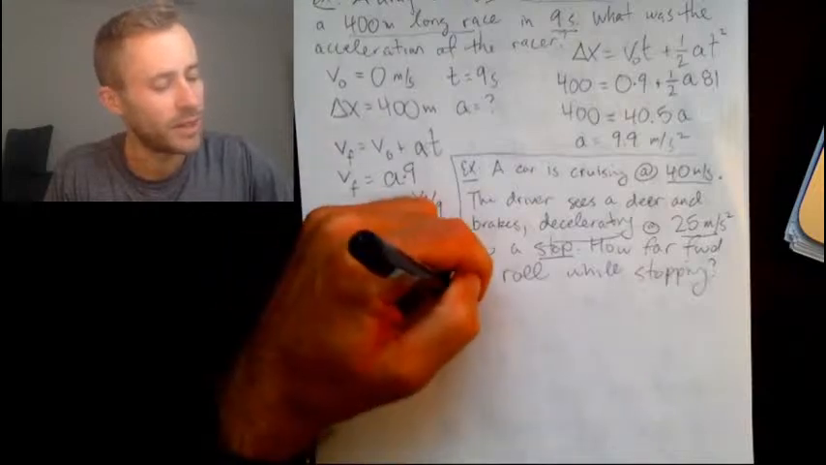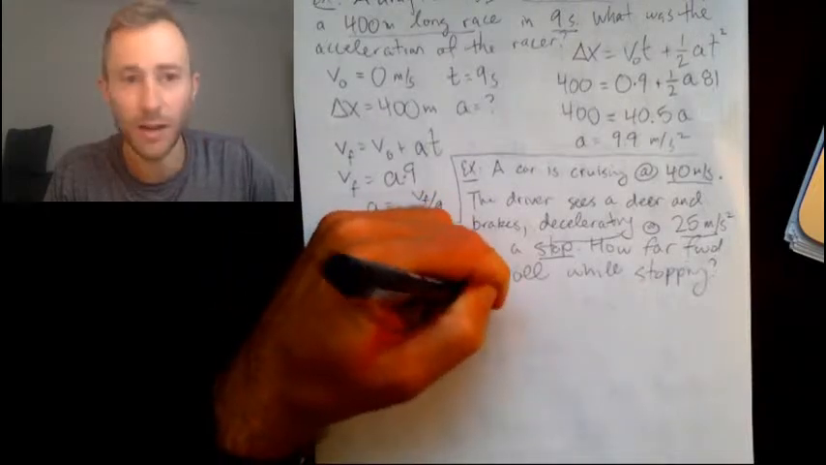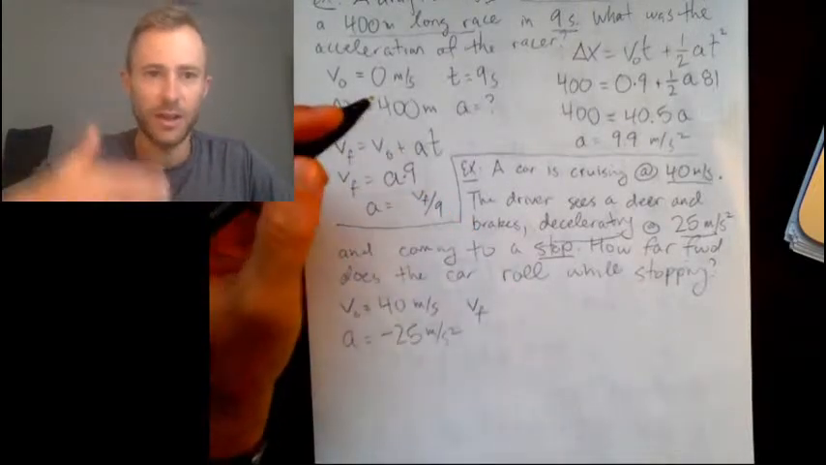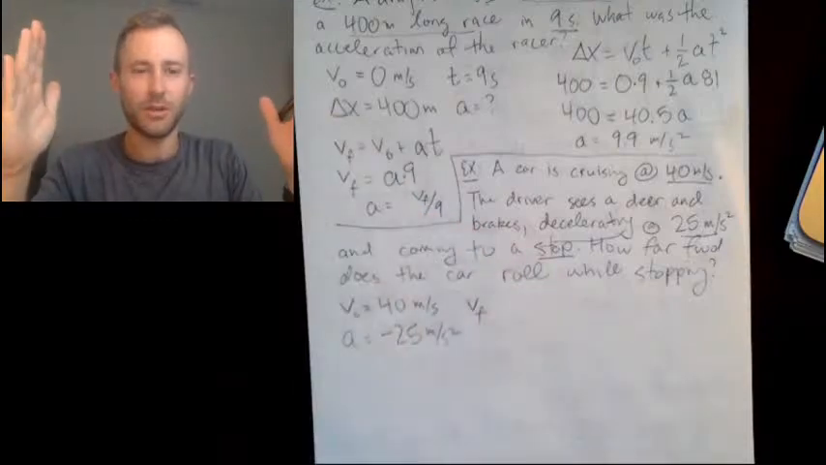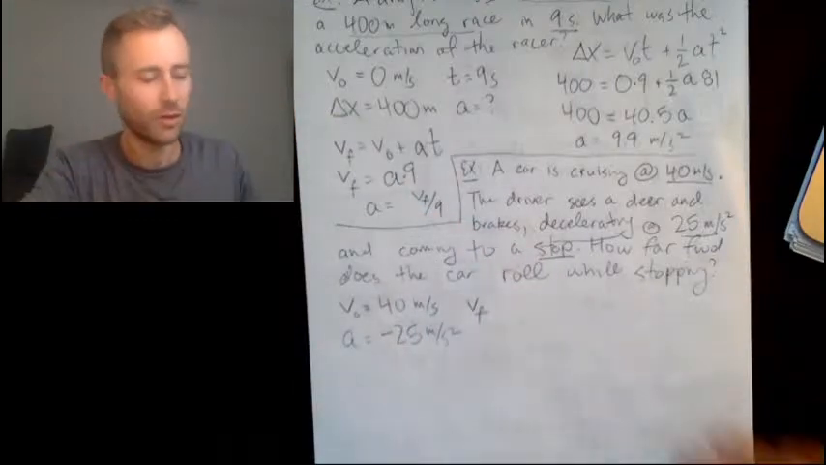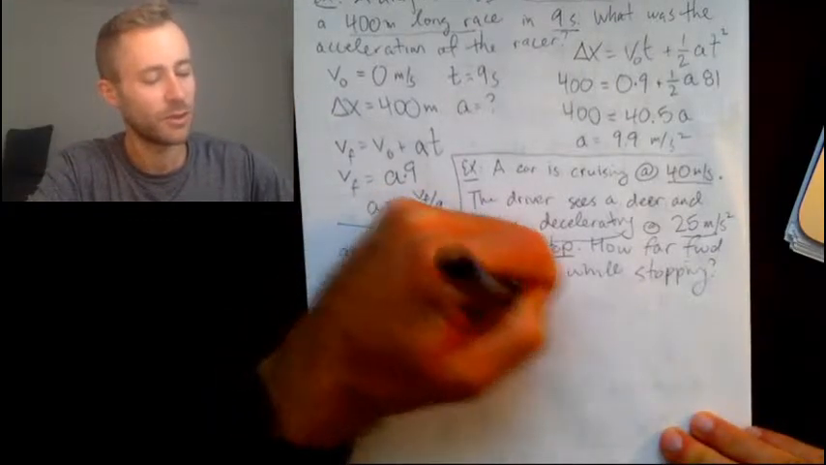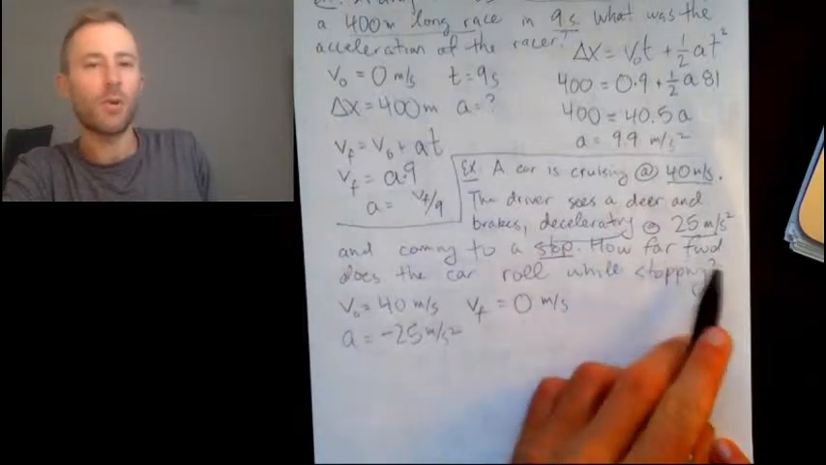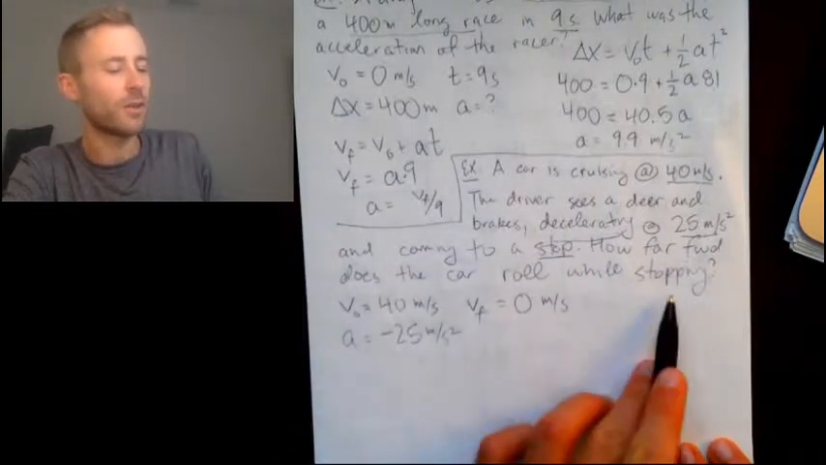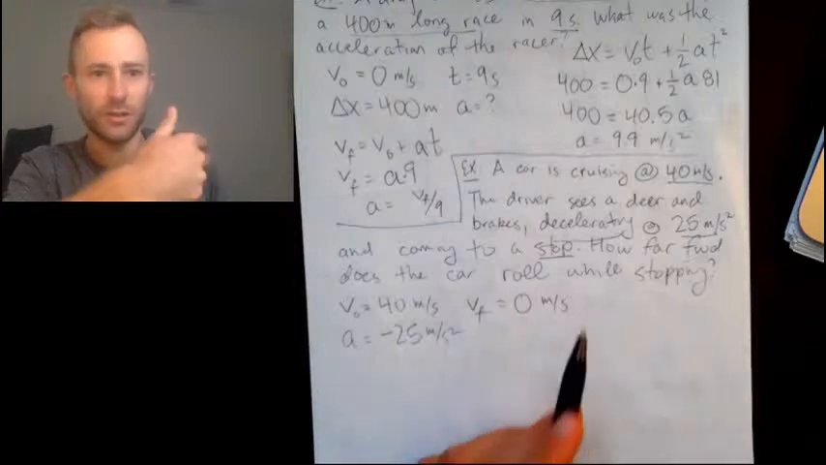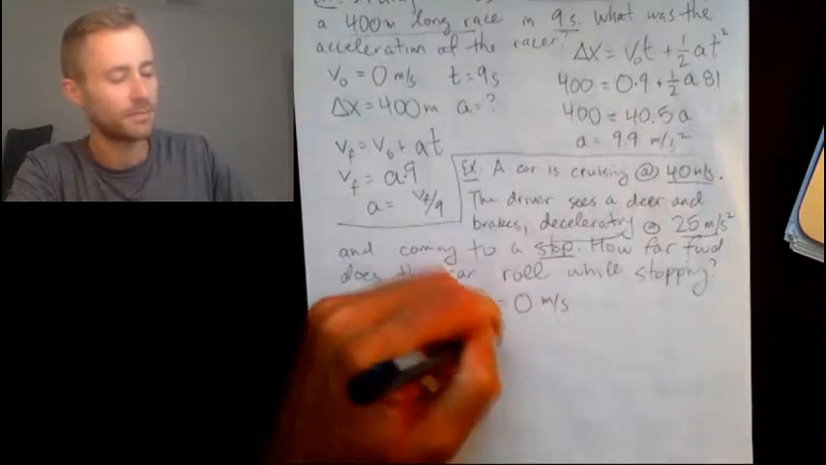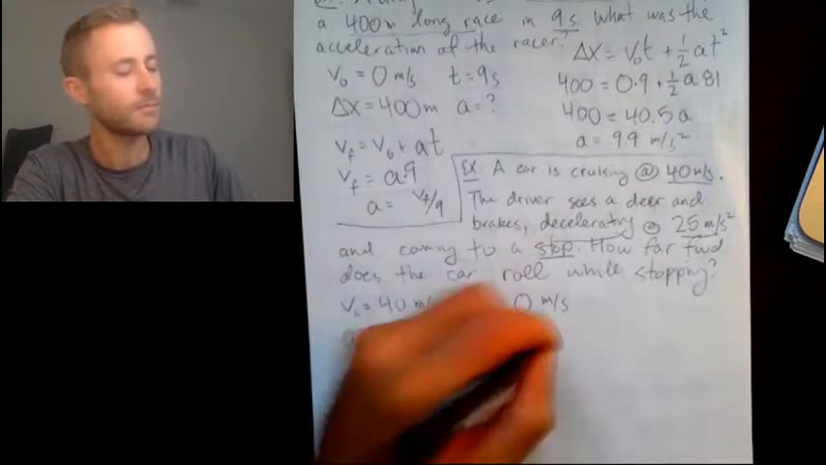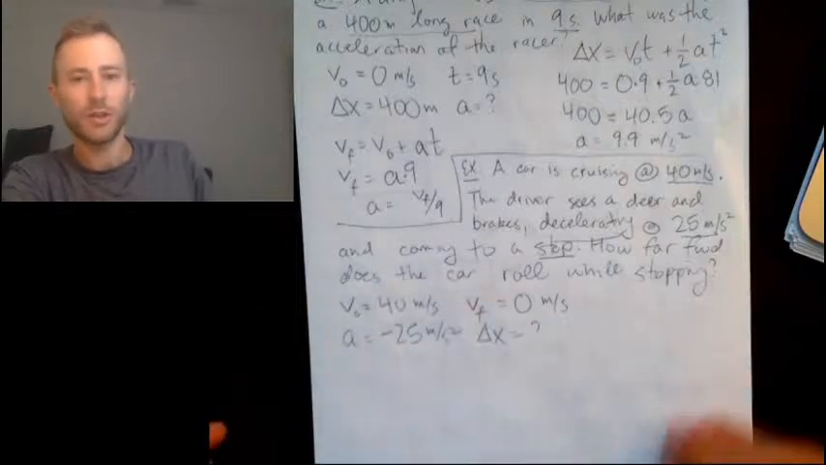Being at a stop means that you have no velocity, and that's the end of the period of deceleration. So v final equals 0 meters per second. And then lastly, we have how far forward does the car roll while stopping? So we're asking for a distance, delta x. Delta x is a question mark.